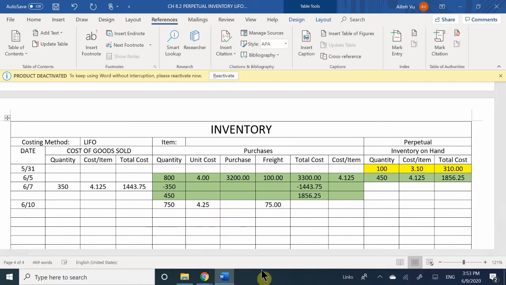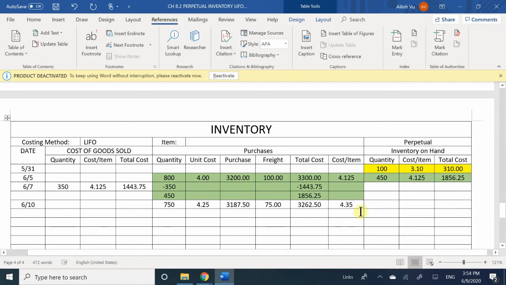All right, so can someone calculate that? $3,187.50. And the total is $3,262.50. Divide that into 750. You get 4.35. Good.